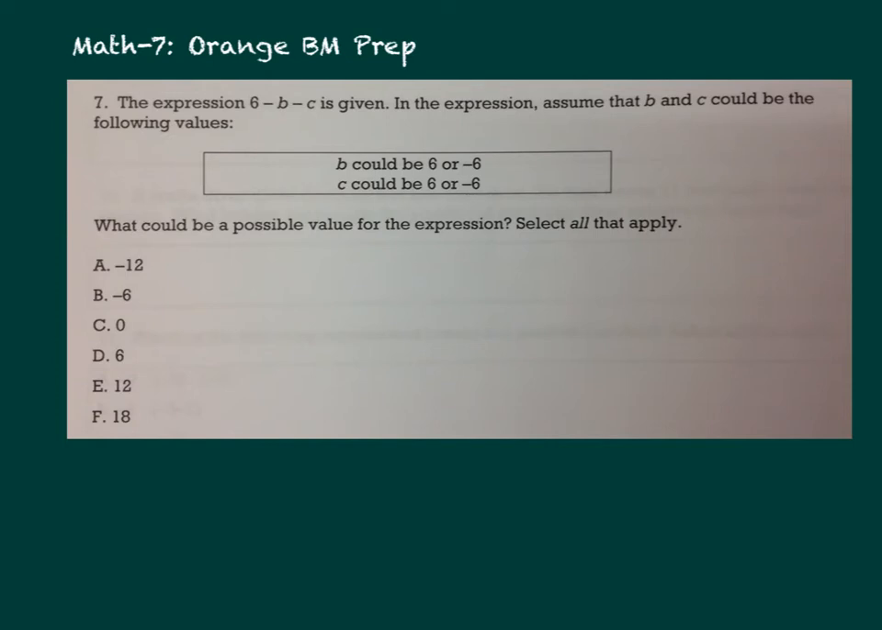Okay, so this is Math-7, the orange benchmark preparation, number 7. The expression 6 minus b minus c is given. In the expression, assume that b and c could be the following values. Okay, so b could be 6 or negative 6, and c could be 6 or negative 6. What could be a possible value for the expression?